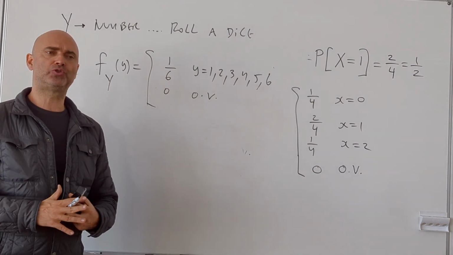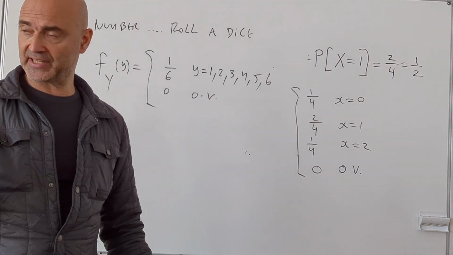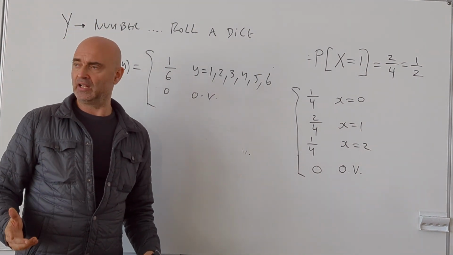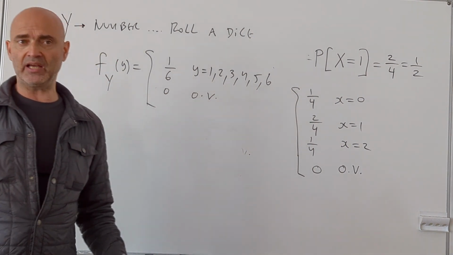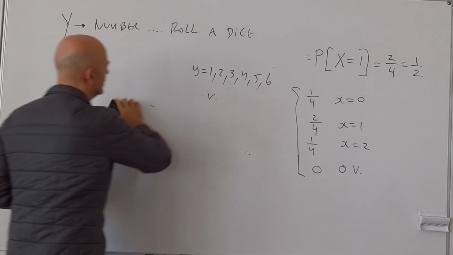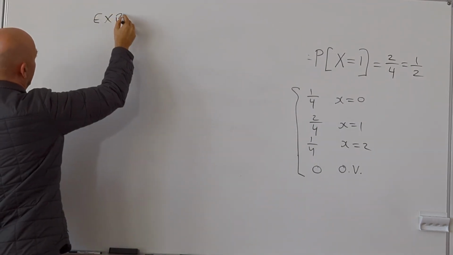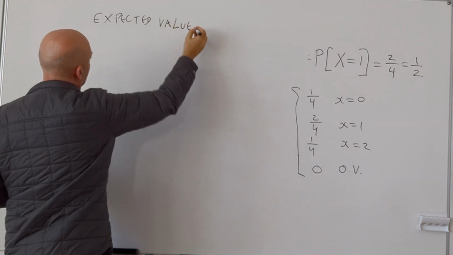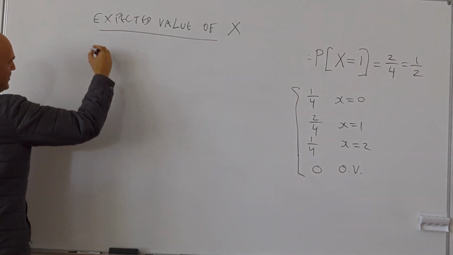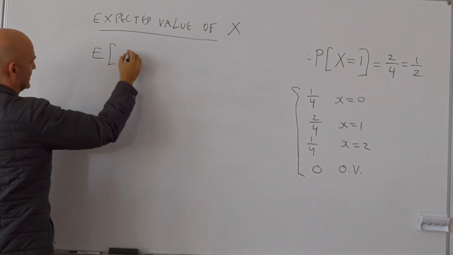Now, let us give the definition of two very important parameters of random variables, the expected value and the variance. And they are very similar to what we have done in descriptive statistics with the mean and with the variance. Okay? So I will clean out this example, and I'm going to give here the definition of expected value. Expected value of a random variable big X. So, we denote it by the big E, and we put the name of the random variable between brackets.